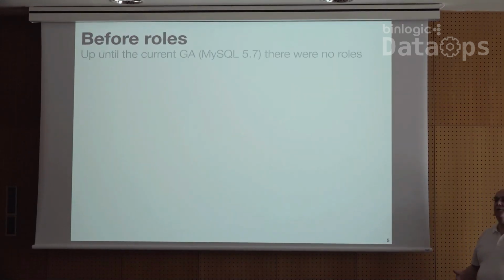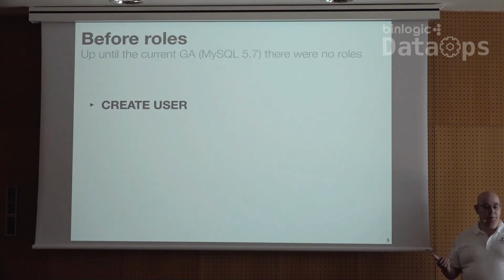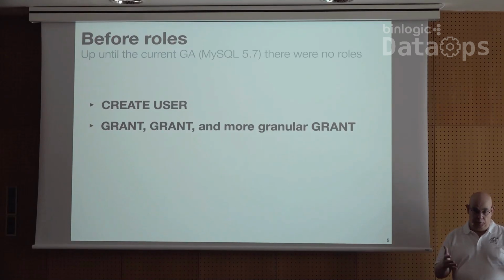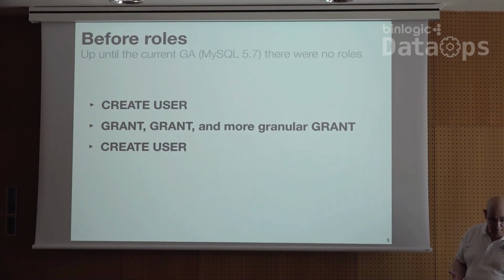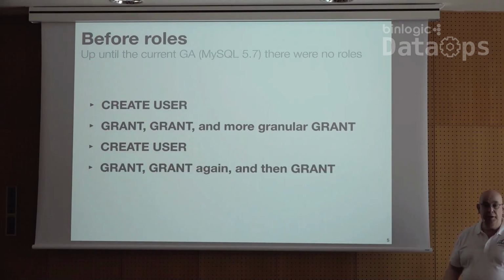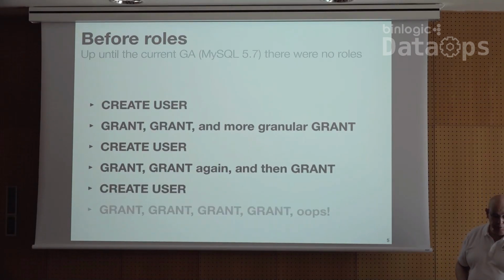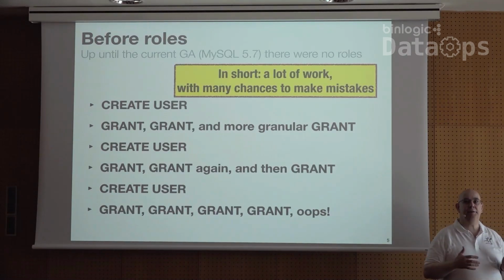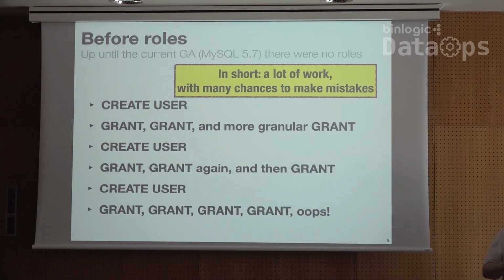So what happened before we had roles? You needed to create a user, and then you did a grant for something that you wanted that user to do, and then you created another user, and you did some more grants. Maybe they were the same grants that you did for the previous user, but you don't have a way of making sure that you are giving the same thing. So you create another user, grant, and oops. It's really easy to make mistakes, and in addition to that, it's a lot of work.